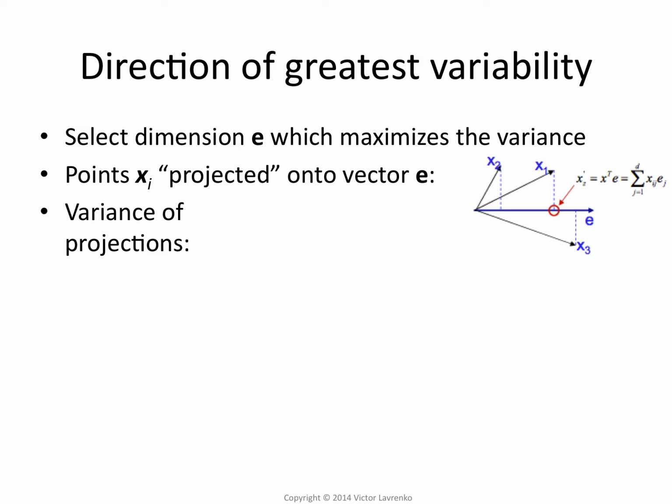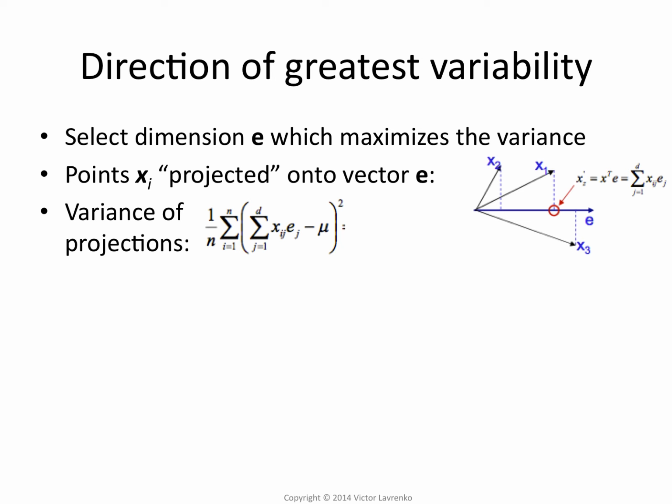So what is the variance of these projections? Suppose I have a certain vector E. What is the variance along that vector E? Well, the variance is really pretty simple. For each instance, I'm going to take some number, subtract the mean of those numbers, square it, add it up, divide by n. That's the variance.